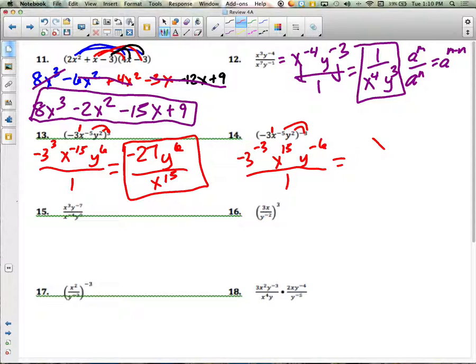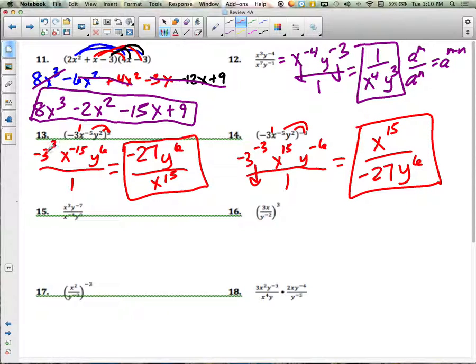So we need to switch some things around. I'm going to keep the x to the 15th in the numerator. It is totally happy in the attic. And I need to bring down the other two. I need to bring down the negative 3 to the third, which, what is negative 3 to the third power? That's negative 27. So I'm just going to move a negative 27 to the bottom and then bring down the y to the sixth. And we're done.